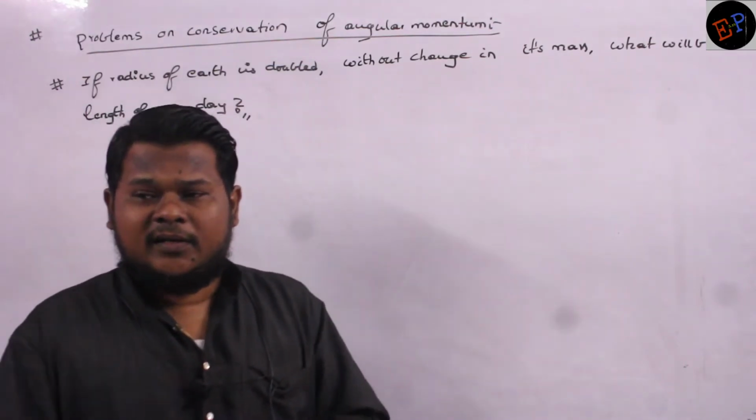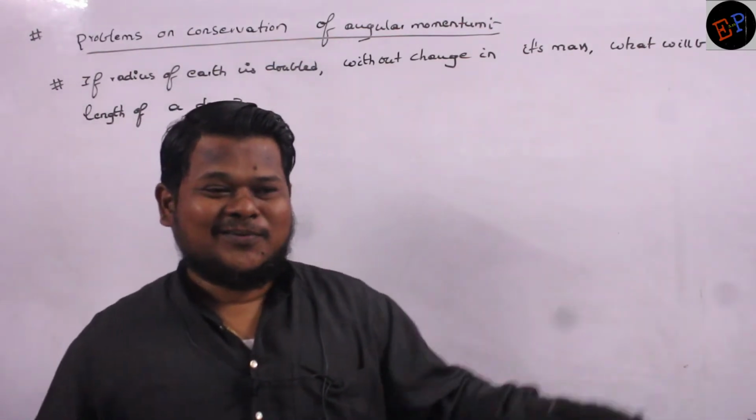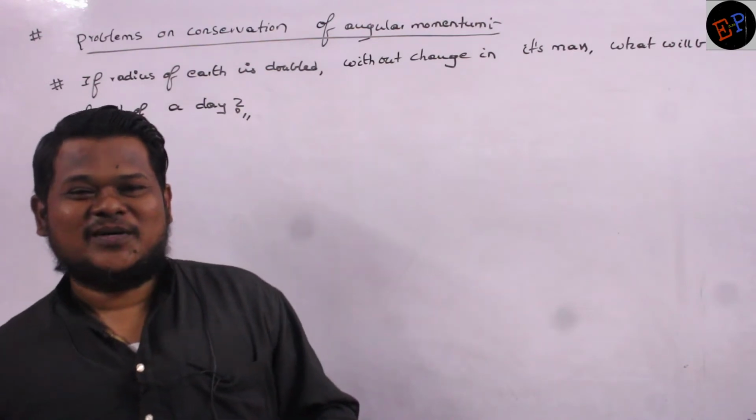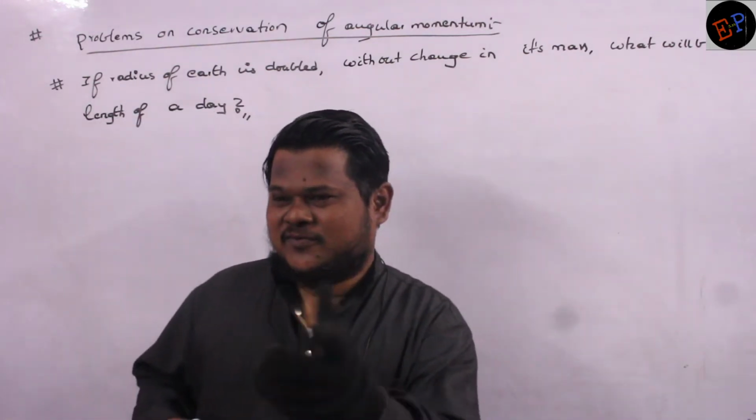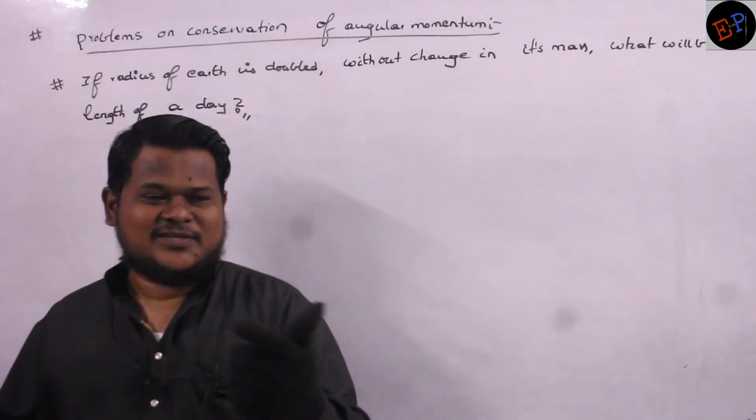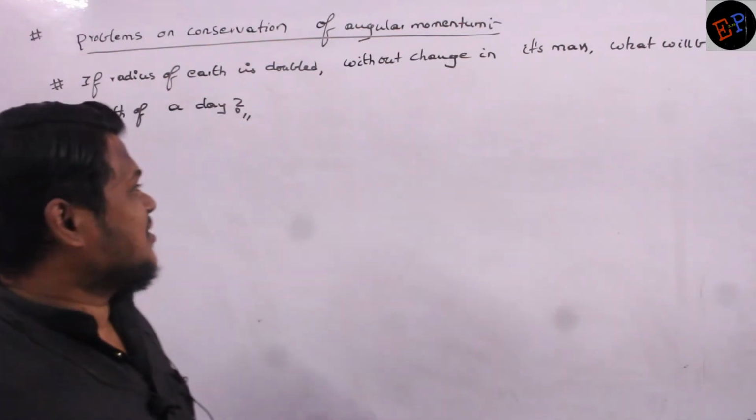Length of a day doesn't mean whether the day is 10 meters or 20 meters. Length of a day means what? What is the time taken for Earth to make one rotation? That is called the length of a day. Are you able to understand, ma?